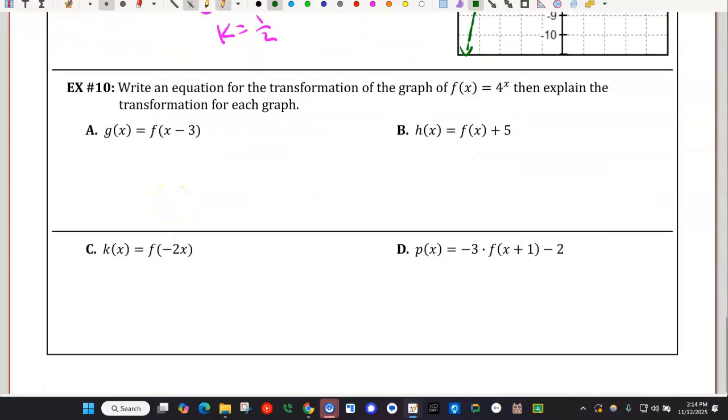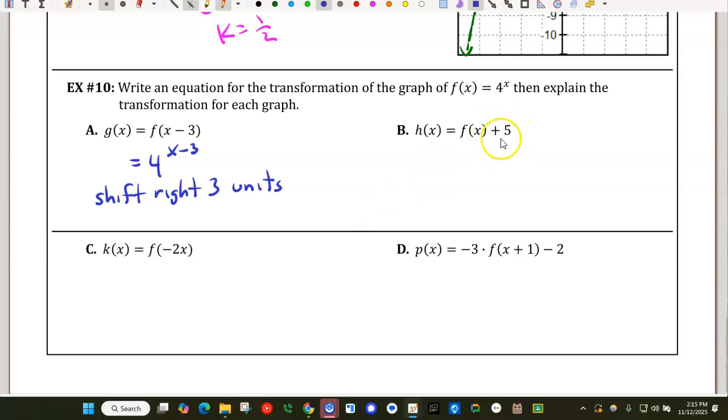Right here. So we have, if you want to, if you know how to do it, if it's connected to the x, that's going to be either horizontal translation or dilation, but since it's -3, we know that it's going to be the same as 4 to the x minus 3. So we have a horizontal translation to the right. Yeah. So we can say shift right 3 units.